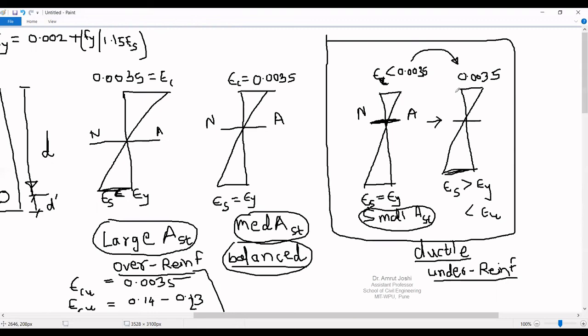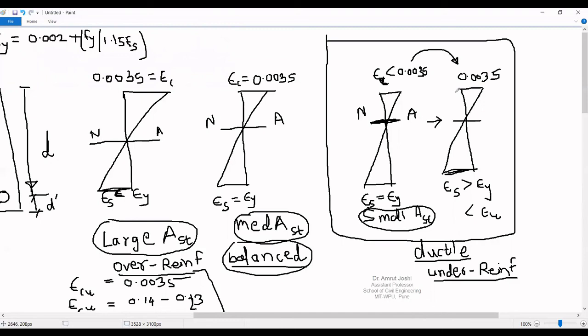Summary point number 2. From over reinforced section to under reinforced section, the area of steel goes on decreasing for a cross section of given dimensions B cross D. Summary point 3. Balanced section is defined as the bifurcator between over reinforced section and under reinforced section. So with this, we will close today's discussion.